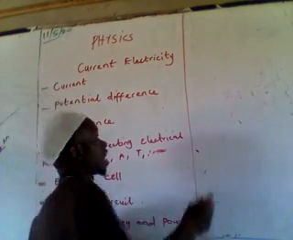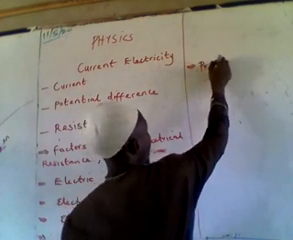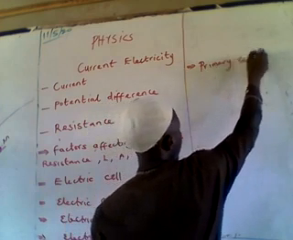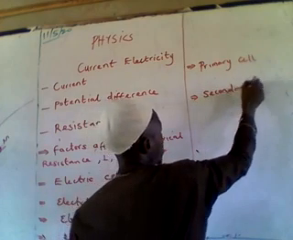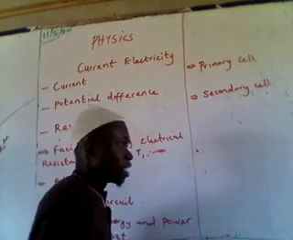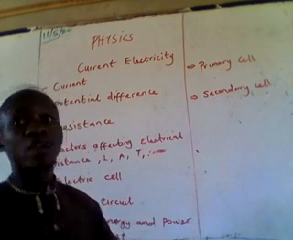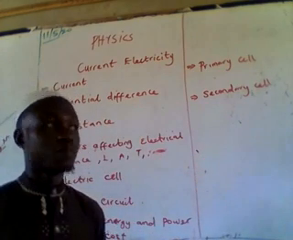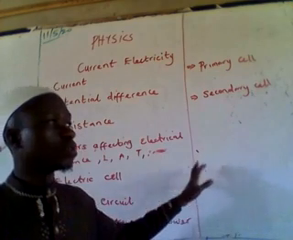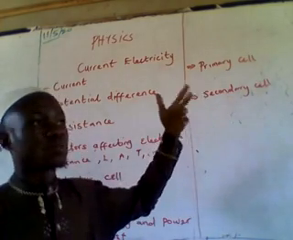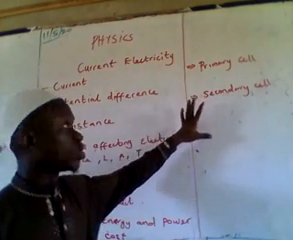Now basically we have two types of cell. We have what we call the primary cell, and likewise we have the secondary cell. A primary cell is one where, after you have used up the energy contained in it, it cannot be replaced or recharged after use. So what you do is dispose of the cell after it has been used up.